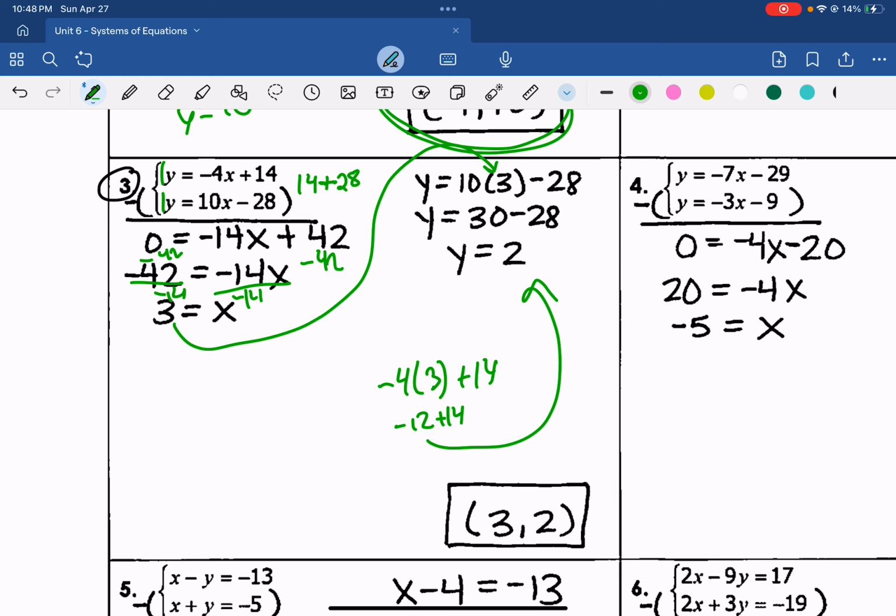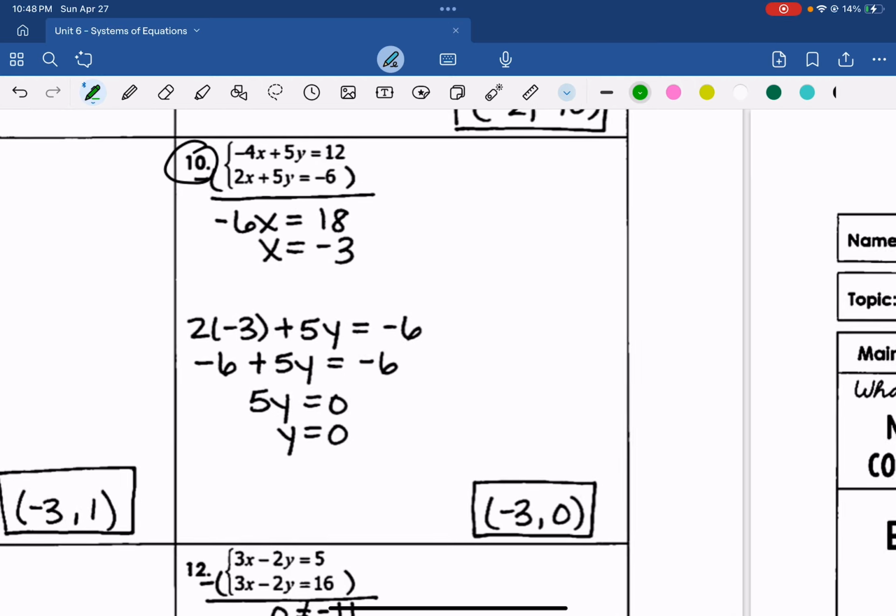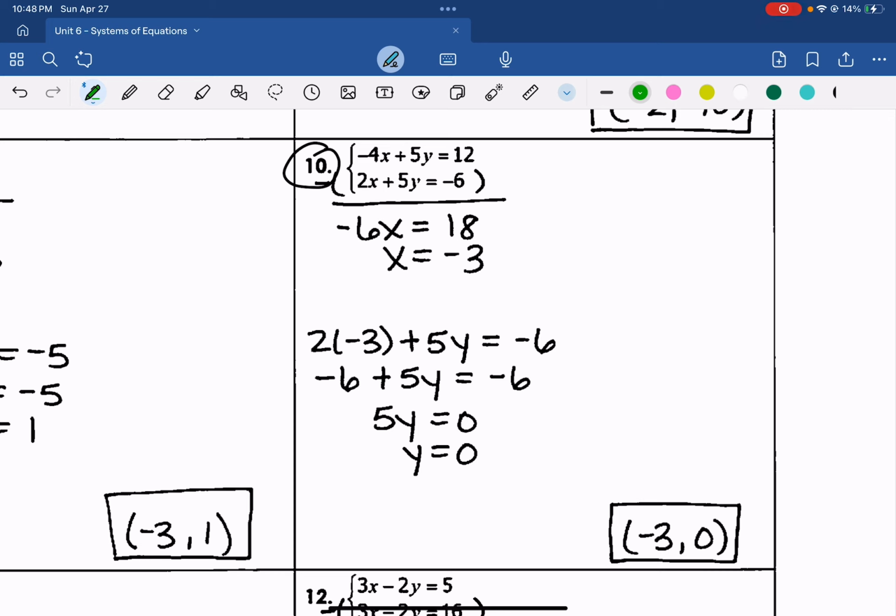Moving on to number 10. Flip to the next page, and you can as well flip to the back of your page. Hopefully you turn this in online as I instructed in the announcement. And the sub also should have told you that. Hopefully I put that on the sub plans.